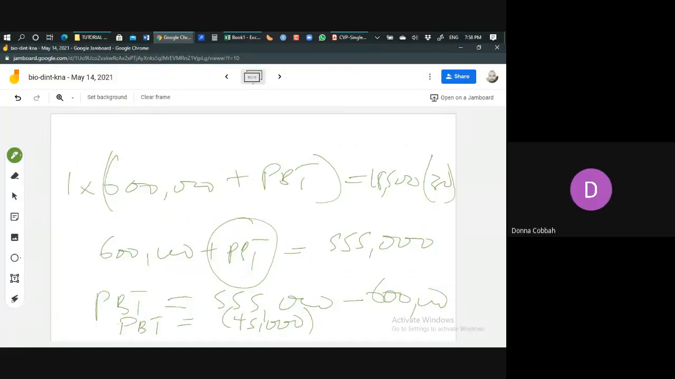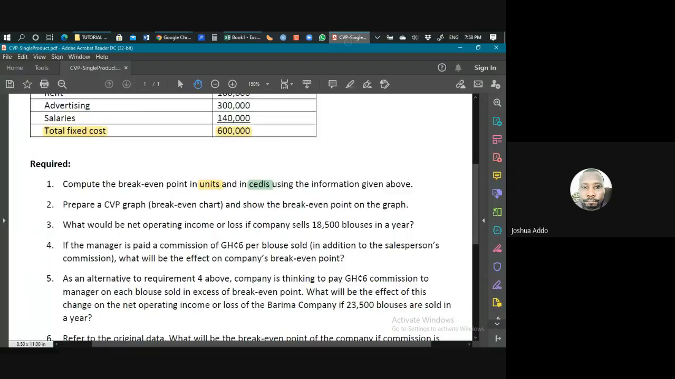Joshua, with this one, when I'm answering, I will just write it after the calculation, the way you've just said it. Therefore, if the company sells 18,500 blouses, it will make a loss of 45,000 Ghana cedis. Are you okay? So this is in Ghana cedis. It's not revenue, it's income. It's a net income of negative 45,000 cedis. Okay, so that's the third question.